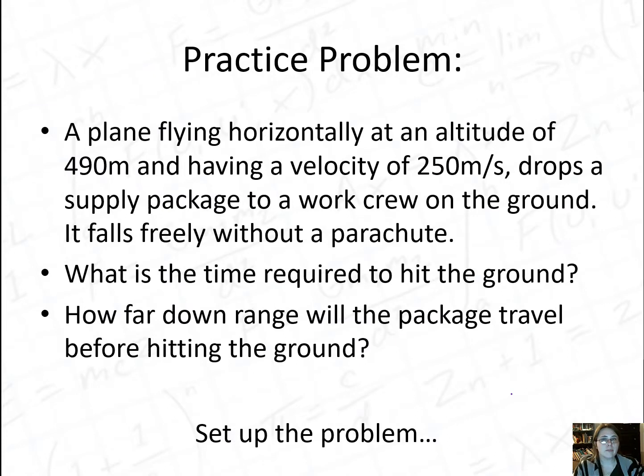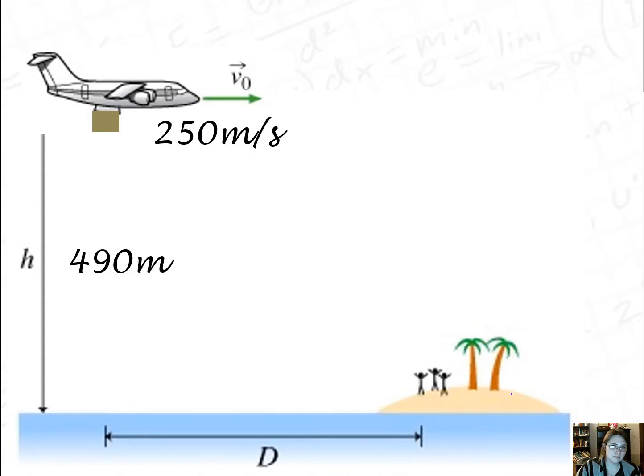Okay, so we have a practice problem. It says a plane flying horizontally at an altitude of 490 meters and having a velocity of 250 meters per second drops a supply package to a work crew on the ground. It falls freely without a parachute. What is the time required to hit the ground? How far downrange will the package travel before hitting the ground? So let's set up the problem.